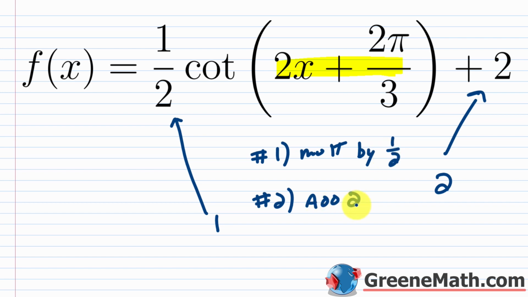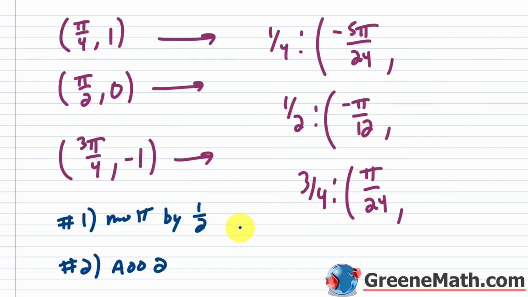Then you're going to add 2, that's shifting me up by 2 units. Okay, so we're first going to multiply 1 by a half. So 1 times 1/2 would be 1/2. Then I'm going to add 2. So you would have 1/2 plus, for 2, you could write that as 4 over 2. So this would be 5/2.